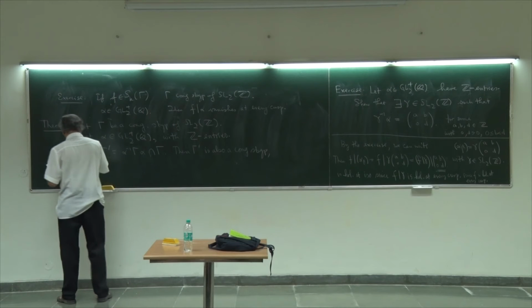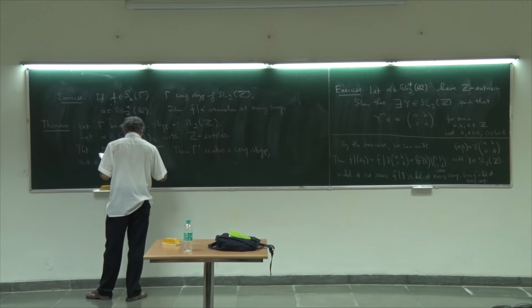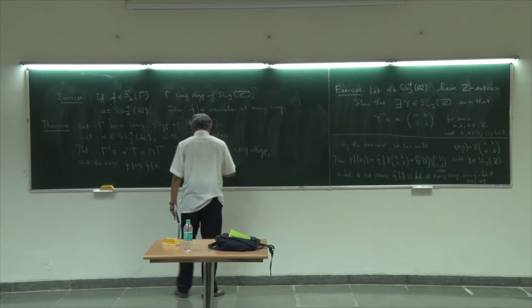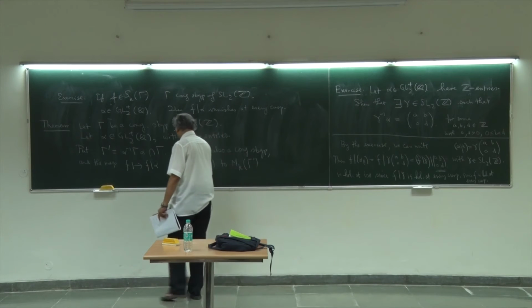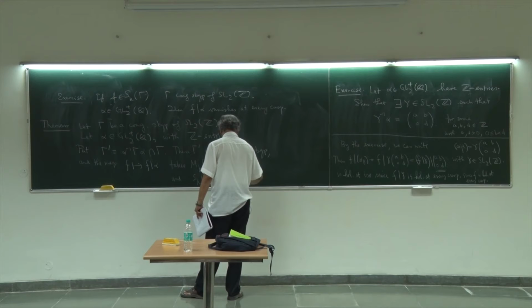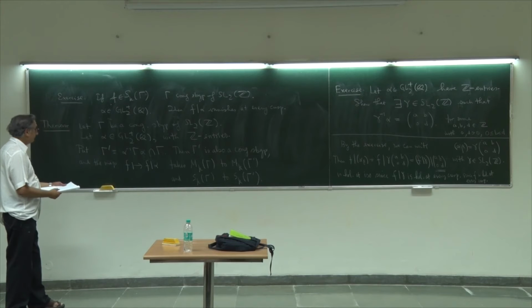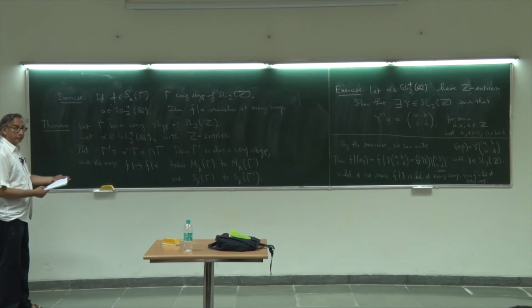And the map f goes to f slash alpha takes Mk of Gamma to Mk of Gamma prime, and Sk of Gamma to Sk of Gamma prime. So this is what I'd like to show. We've already checked that this slashing respects the behavior of the function at the cusps. We need to check the modularity relations.